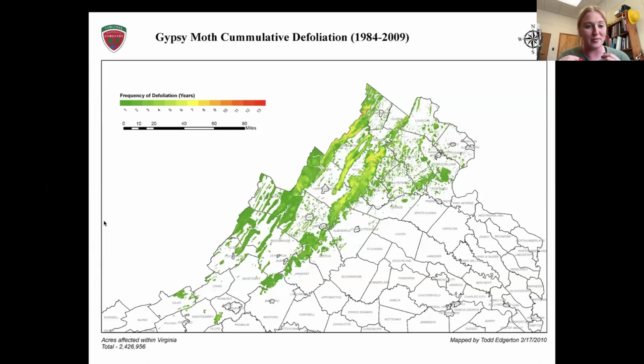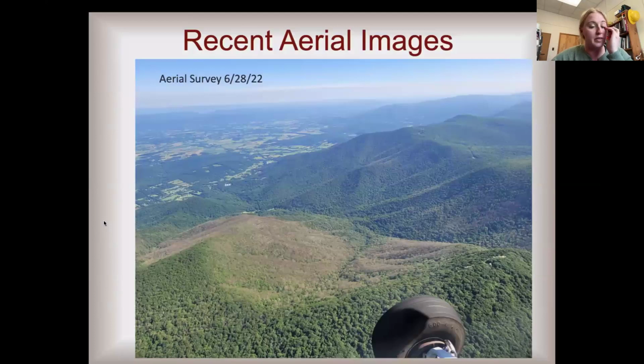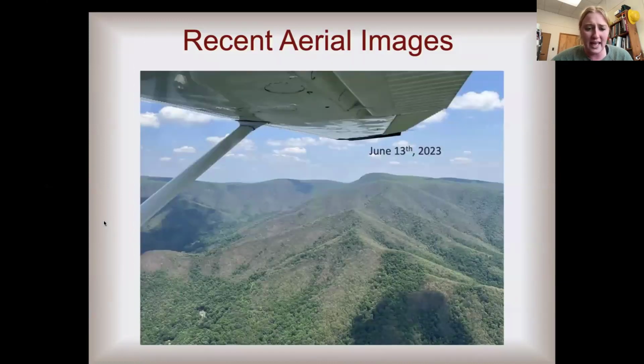Sometimes you'll see a tree defoliated here and there. I know my parents back home, they go nuts because their trees in the driveway are going to get defoliated and the caterpillars will just drop from the trees onto our cars. But when you really take a step back and look at the defoliation from afar, you can see how great the damage is. These are recent aerial images from 2022. All of those brown patchy spots are completely defoliated by spongy moth. And this is another aerial image from 2023. You can see how widespread that defoliation is.